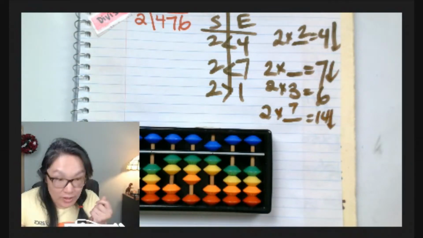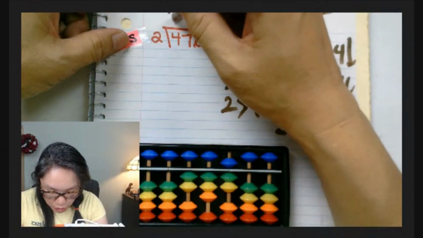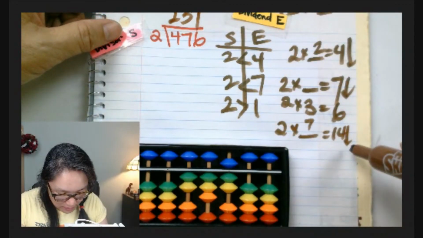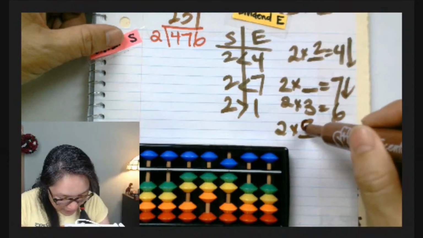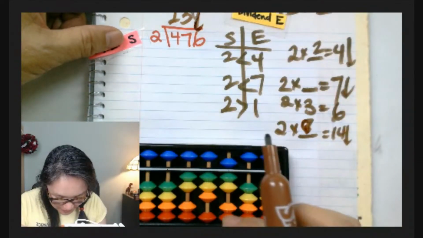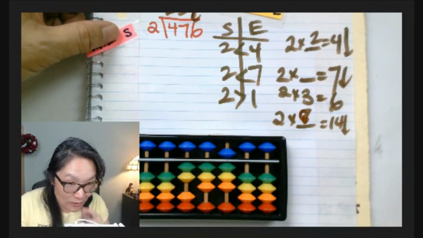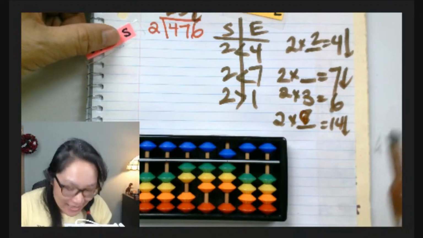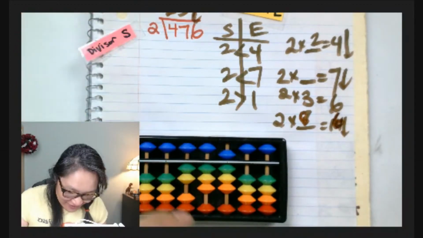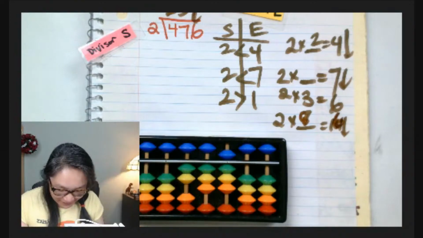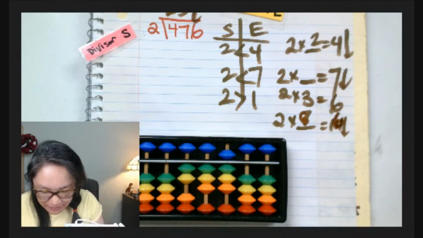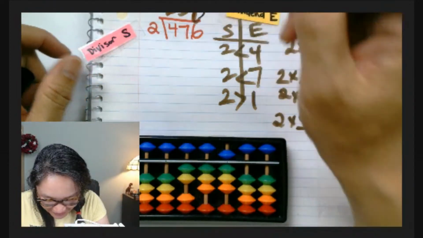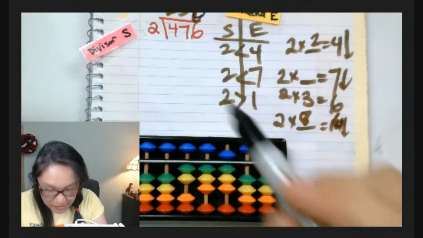I need 7. So that's my final answer: 2, 3, 7. Is that right? Oh, I did that wrong. That was supposed to be 6. Oh, it's supposed to be 8. Sorry, I got carried away. It's 8 because it's 6, 16. It's 16, not 14. Sorry, that was my bad. So it's supposed to be 2, 3, 8. It's getting late. It's an 8, and then there's 6.